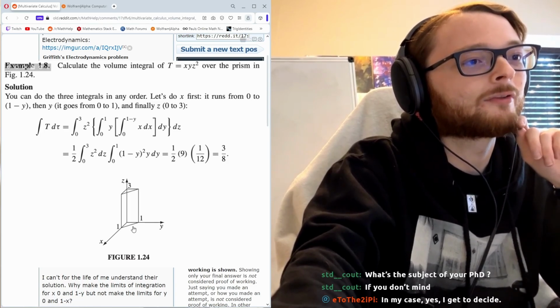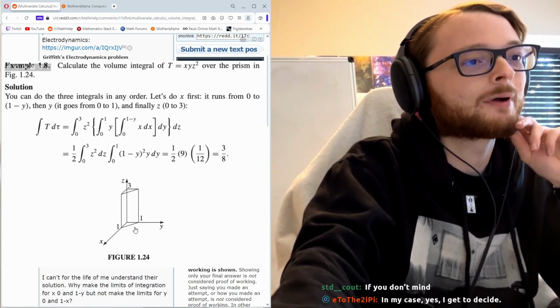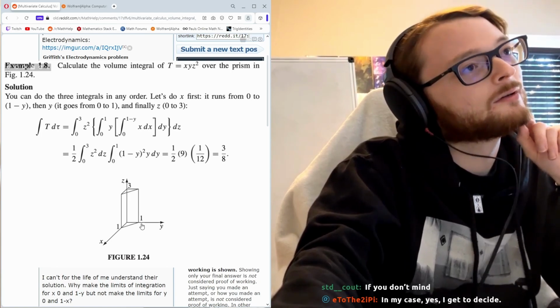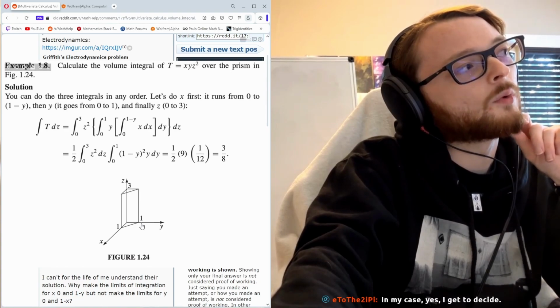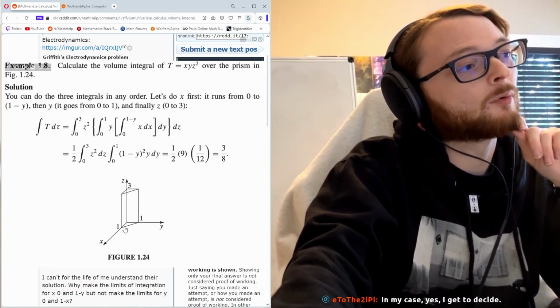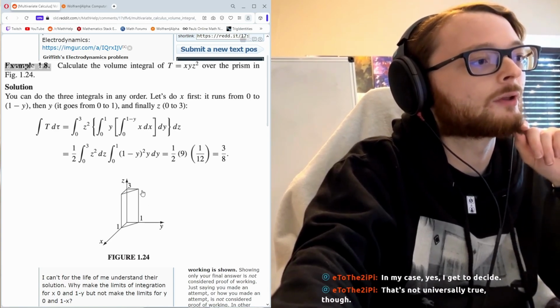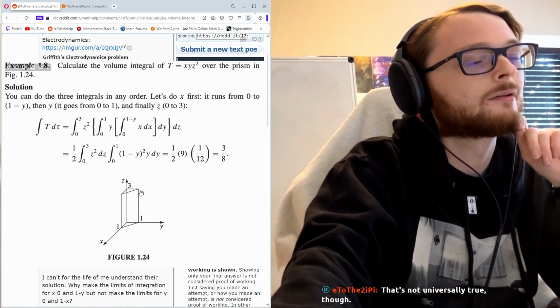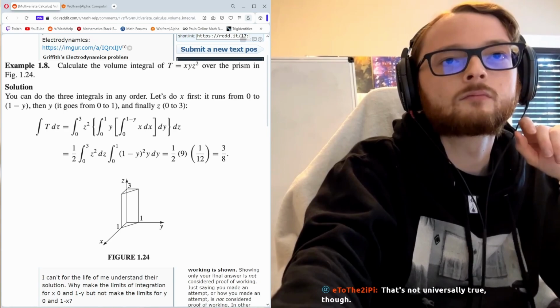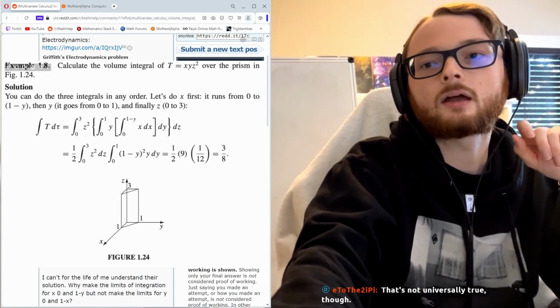Okay, so this prism, it's basically bounded by the positive x, y, and z axes and the line y equals 1 minus x, because we're given the point 1, 1 there. It's not universally true though. Oh, okay. Oh, wait, okay, never mind.